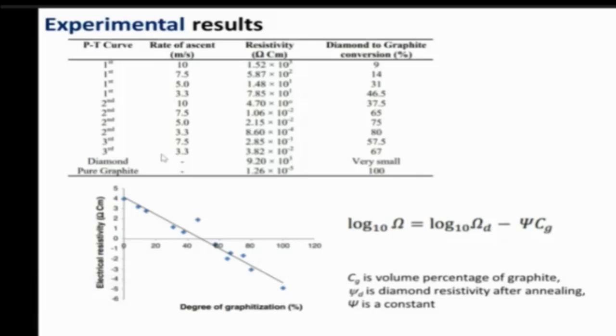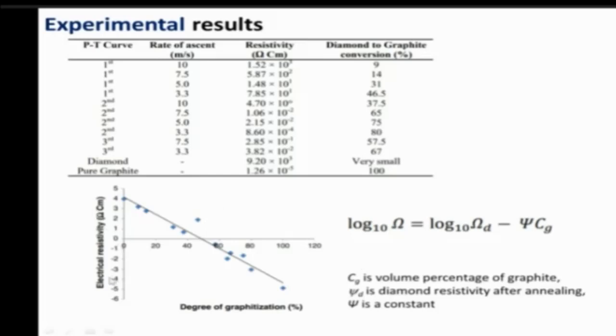That means if we allow the sample to depressurize along a particular path that mimics an ascent velocity of 10 meters per second, only 9% by volume of the diamond gets converted into graphite. On the other hand, along the same PT path, if you allow the sample to depressurize mimicking an ascent velocity of about 3 meters per second, then almost 46-47% of the diamond is graphitized. The same thing we can see for the other two paths as well.